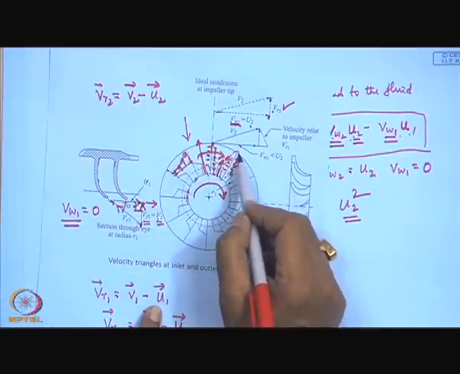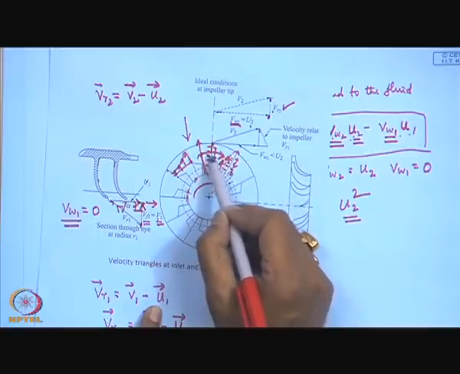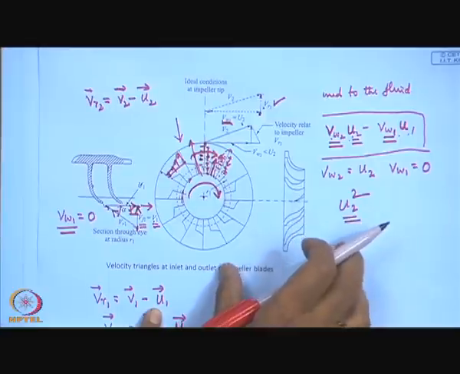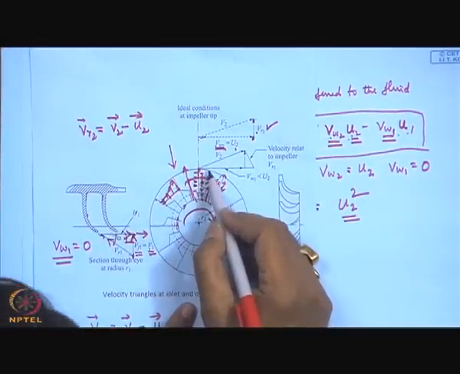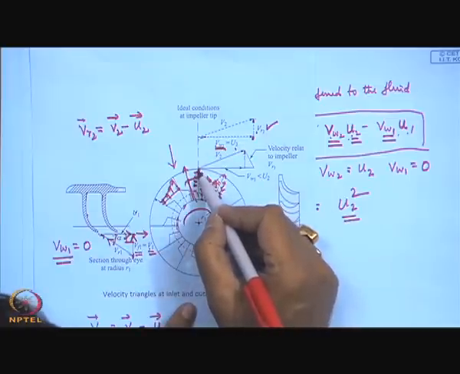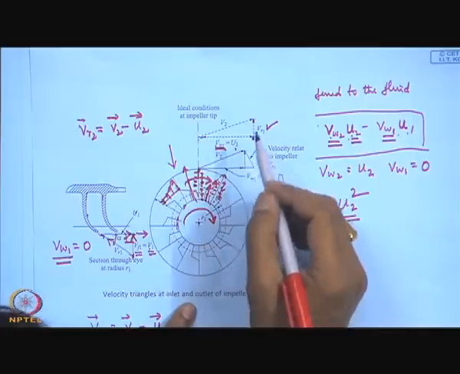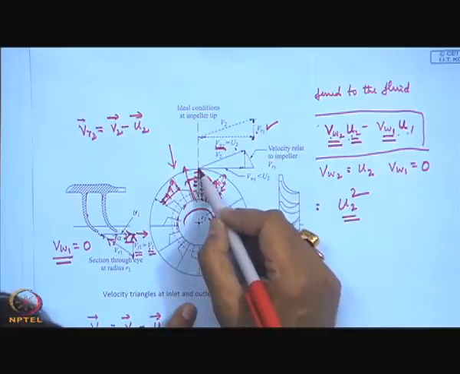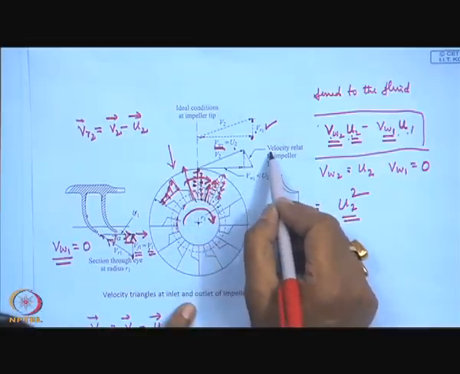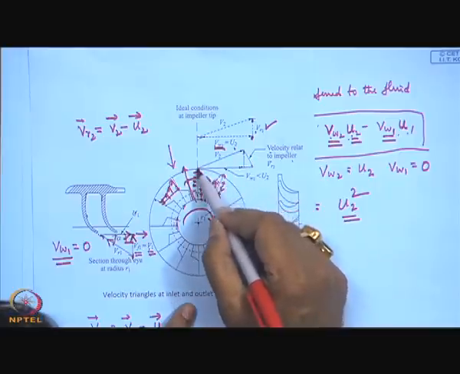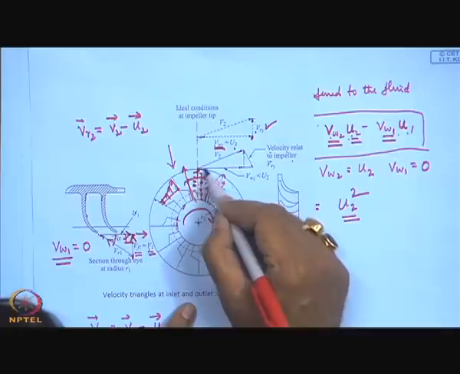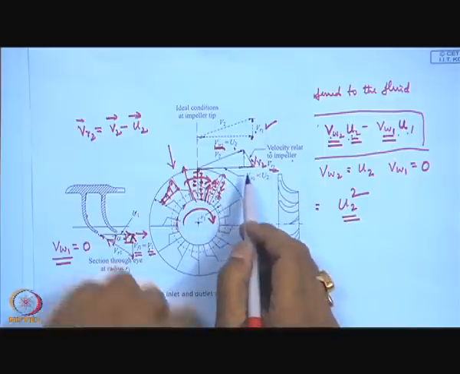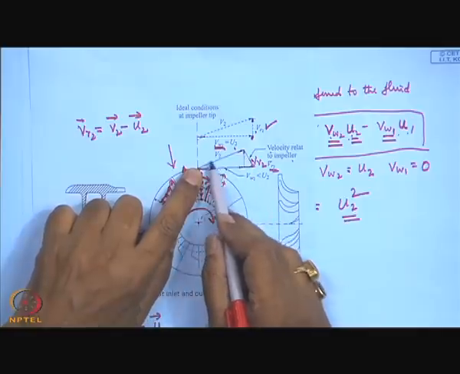So as a whole, what happens? Because of this small recirculatory flow, due to the difference in pressure between the leading and the trailing edge, there is a change in the direction of the velocity of the fluid relative to the blade. We wanted the fluid to go in the radial direction, but rather it will move in this way. That means the direction of the fluid relative to the blade is changed like this. This is the velocity relative to the impeller. Here you see this velocity triangle. This is now the Vr2.